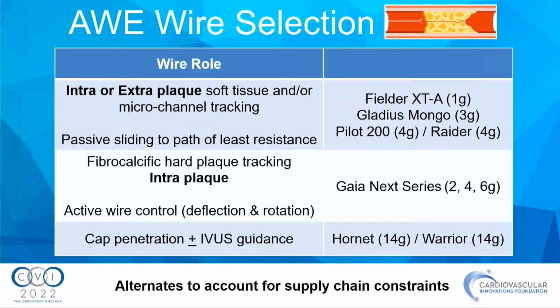There's a bunch of different examples, and depending on where you work and your lab and what country you're in, you may have some wires that are available and others that are not. We have a lot of supply chain constraints because of the current health issues, and so we kind of just pick whatever wire is available in these three categories.